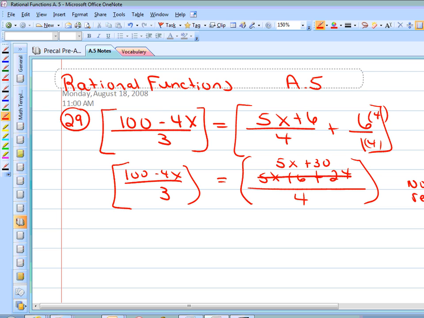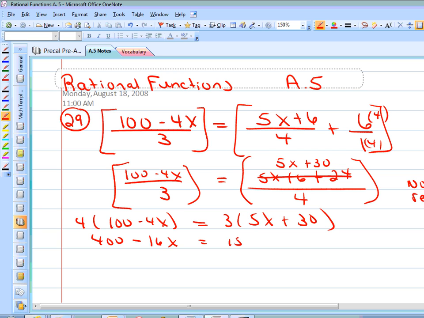All right, so let's go ahead and cross multiply to solve. So we're going to go 4 times 100 minus 4x equals, and we're going to go 3 times 5x plus 30. All right, so we get 400 minus 16x equals 15x plus 90. Letters to the left, numbers to the right. So letters to the left, move the 15x over, it'd be negative 15x, it's gone. Move the numbers to the right, would be a negative 400, and it's gone over here.